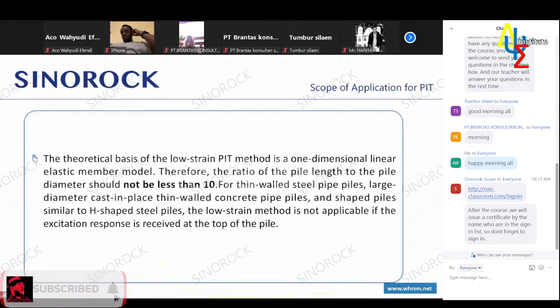The one-dimensional theory also requires that the assumption of plane section is valid when the stress wave propagates in the pile body. Therefore, for special-shaped piles, such as thin-walled steel pipe piles, large-diameter cast-in-situ thin-walled concrete pipe piles, and steel piles similar to H-shaped piles, if we use the excitation response to receive on the top surface of the pile, the low-strain method is not applicable.